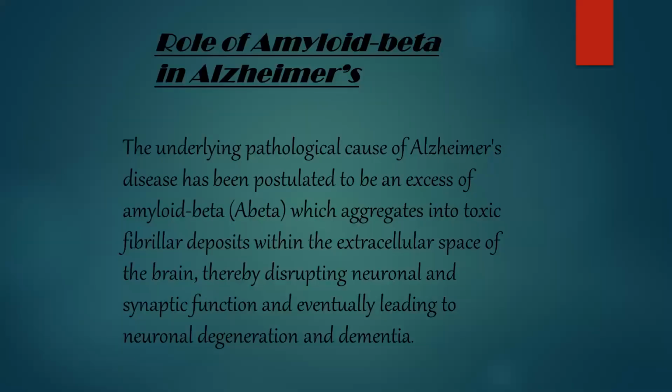Role of amyloid beta in Alzheimer's. The underlying pathological cause of Alzheimer's disease has been postulated to be an excess of amyloid beta, which aggregates into toxic fibrillary deposits within the axonal space of the brain, thereby disrupting neuronal and synaptic function and eventually leading to neural degeneration and dementia.